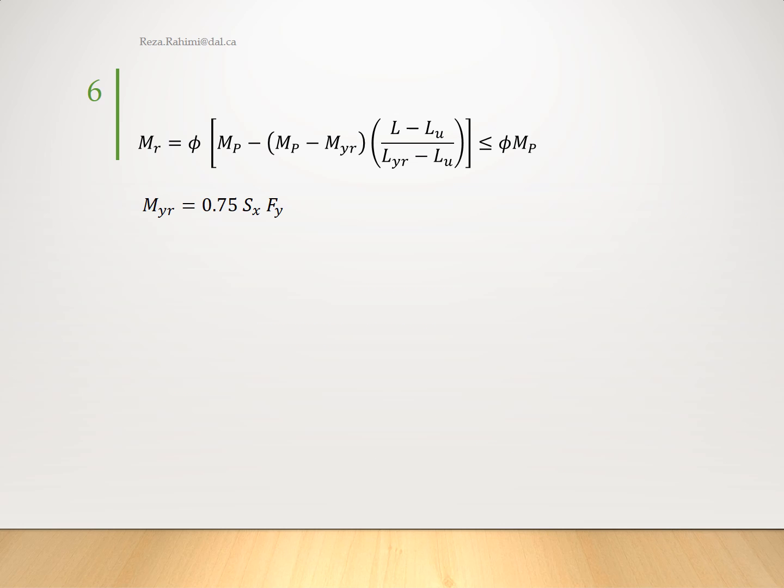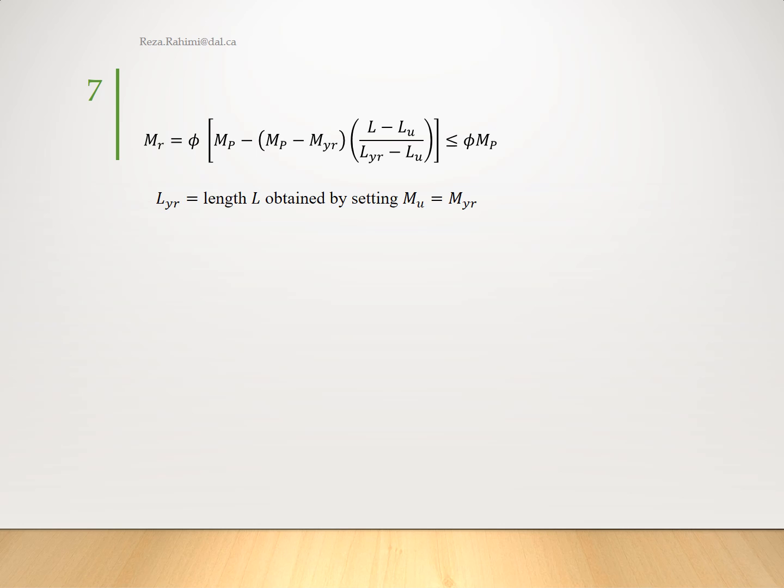The other parameter we need to talk about here is MYR. MYR is the yielding moment in the y direction, factored by 75%. As you can see here, it's My in the y direction and 0.75 for the factor.